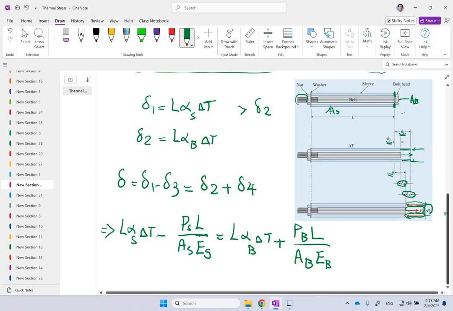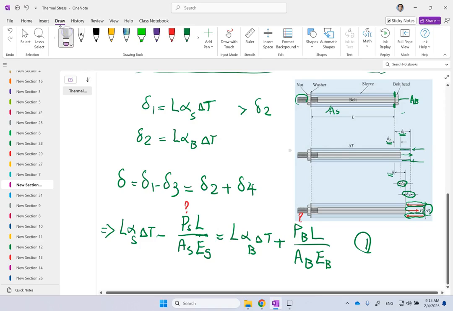So now if you look, this is clearly one equation between them. I call it equation 1. How many unknowns are in this equation 1? The unknowns are PS and PB. Everything else is a given parameter. Okay, so the forces in these two members, I don't have them.